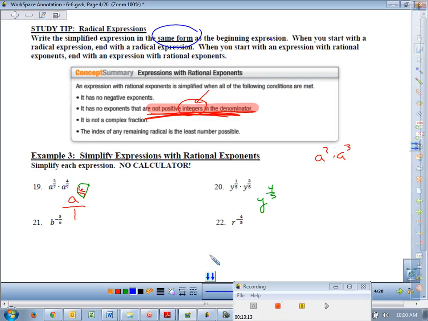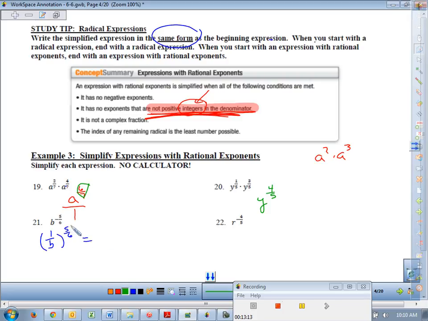Next one. Ooh, base b. There's something that can be cleaned up in this, though. What can be cleaned up? There's a negative exponent. You can't leave any final answers with a negative exponent. So what does that mean we got to do? Reciprocate the base. That'd be 1 over b to the positive 5/6 power. Right? Everyone cool with me so far? Then I could tell you what that turns out to be.